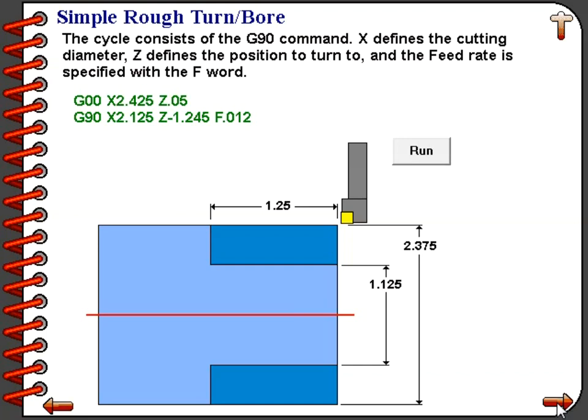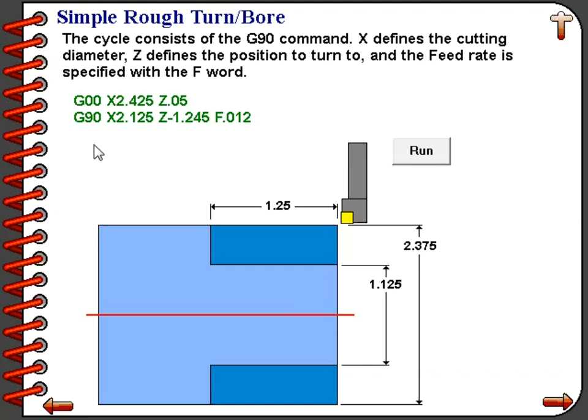Look at this program and you'll see that the first line, the G00 X2.425 Z.05, positions the tool at what we're calling the convenient starting position. Notice that it is 50 thousandths away from the face of the part, and also notice that it is 50 thousandths larger in diameter than our rough stock. The second line is our canned cycle, G90.